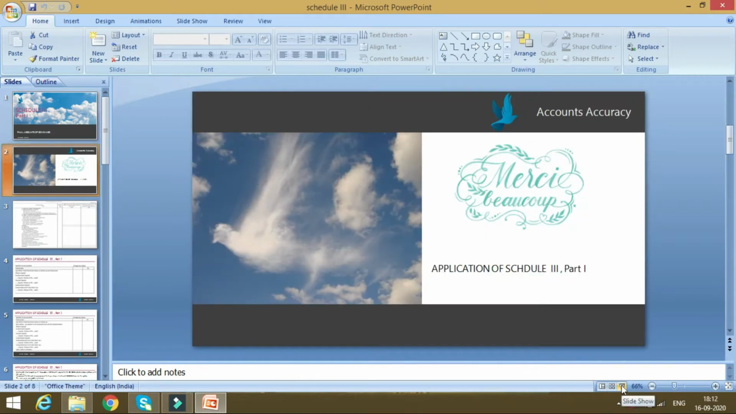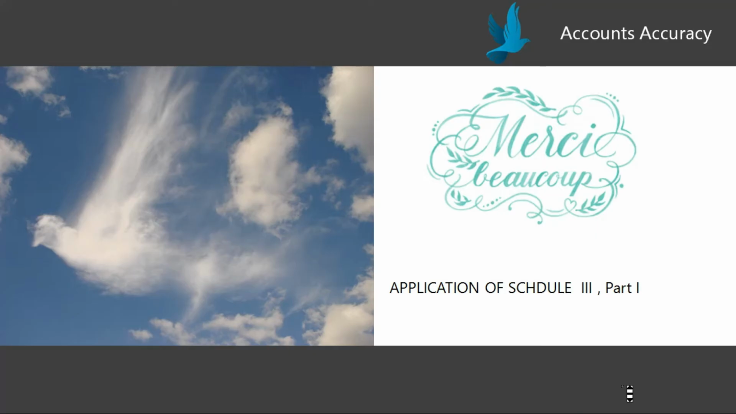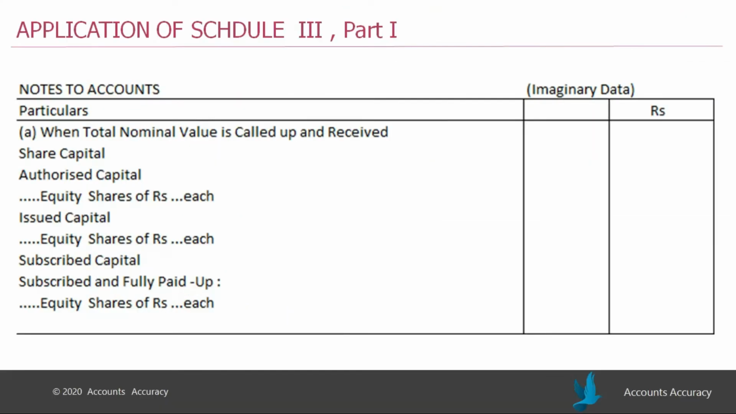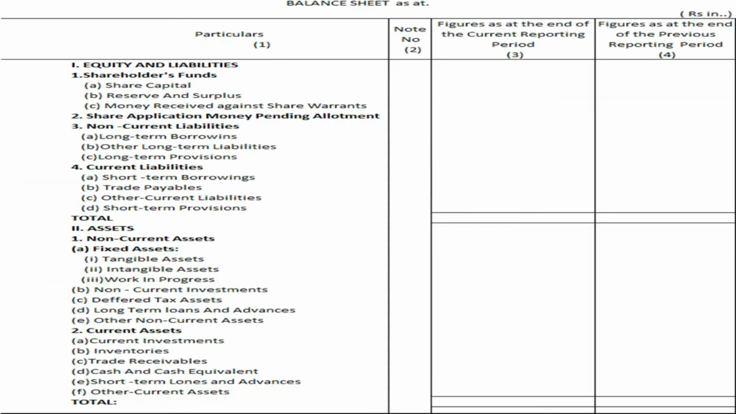Schedule 3 Part 1 is basically the balance sheet, a financial statement that summarizes a company's assets, liabilities and shareholders' equity at a specific point of time. The balance sheet of a company is prepared in the form prescribed in Part 1 of Schedule 3 of the Companies Act 2013. It is prepared in a vertical form and it should have the values of the previous year.